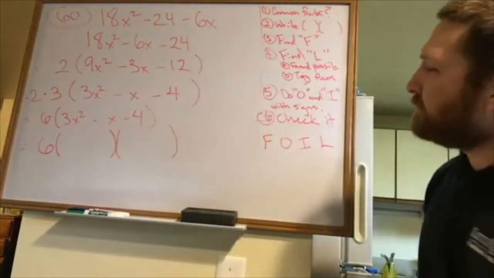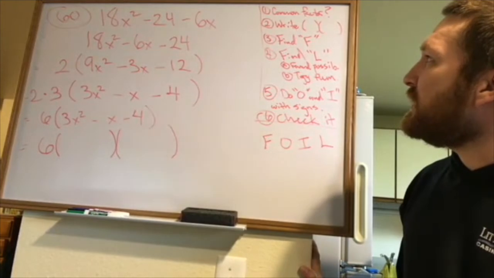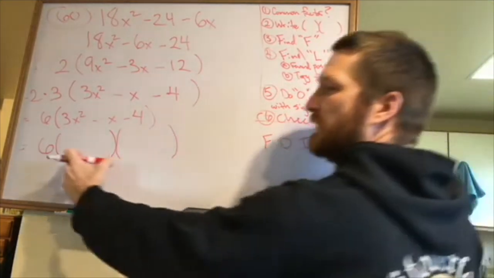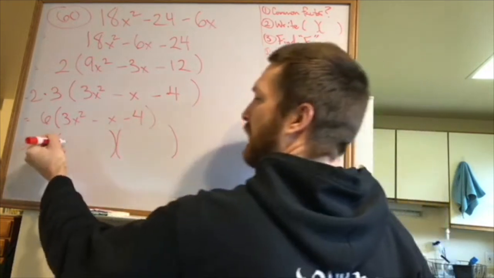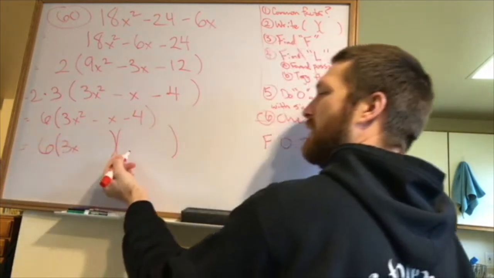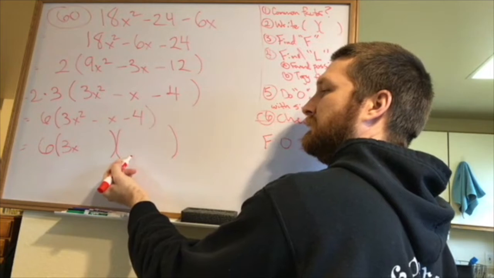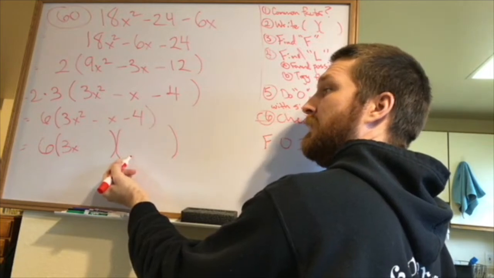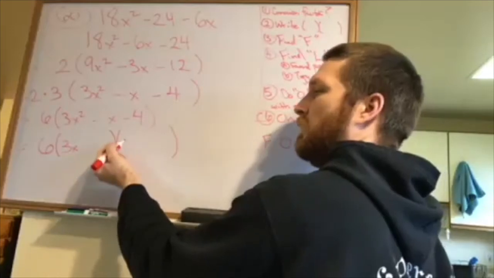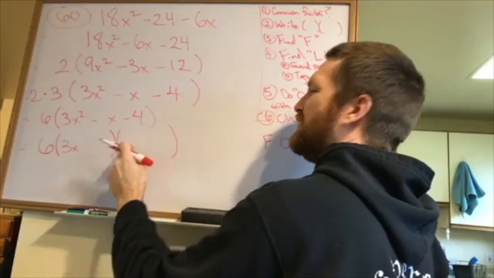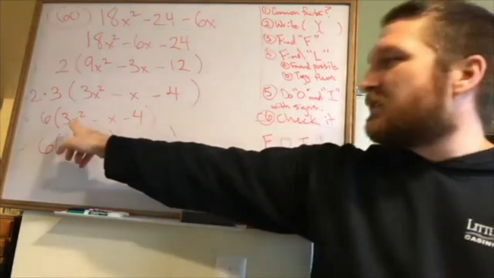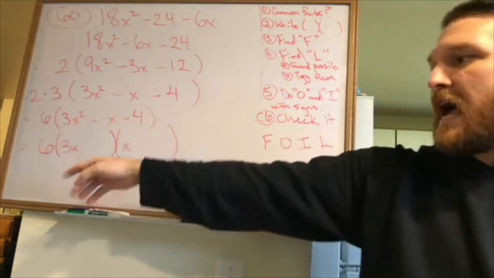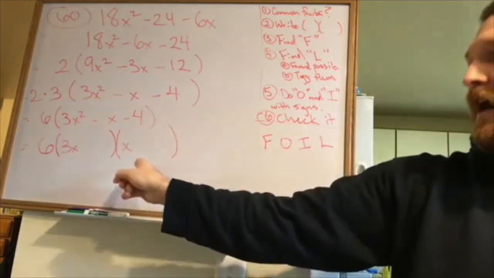Sorry. So what do we write for F? What is here and here? 3x. And what? 3x. No, x. Just x. Good, right? And so the idea here is that's a prime number. You can't break it down anymore. It's got to go with one or the other.